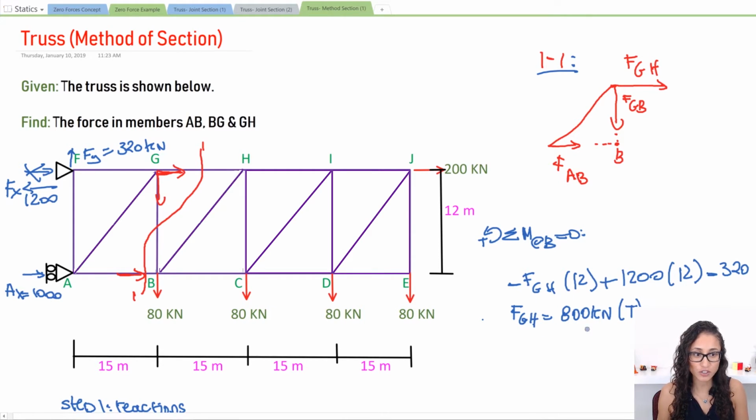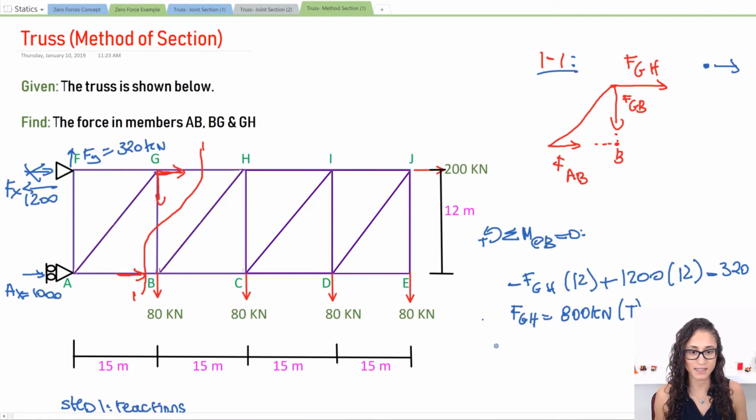So the answer is positive, right? We got a positive answer. That means the way we showed FGH in this direction stays that way, because if we got a negative answer, that means it has to go the opposite direction. And the reason why it's in tension is because, like I mentioned in the previous video, when you look at the joint, if the force is pulling away from the joint, that means you have tension. So that's why we have tension here.